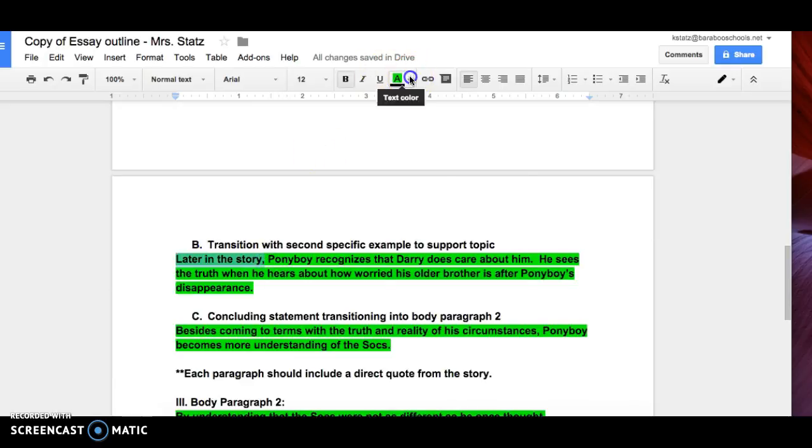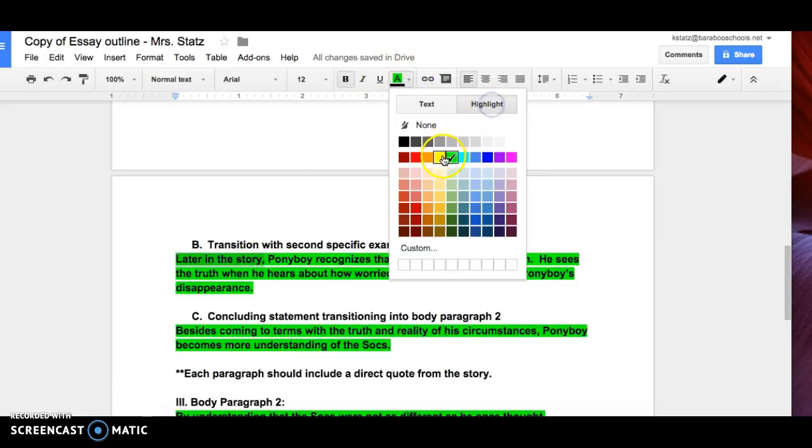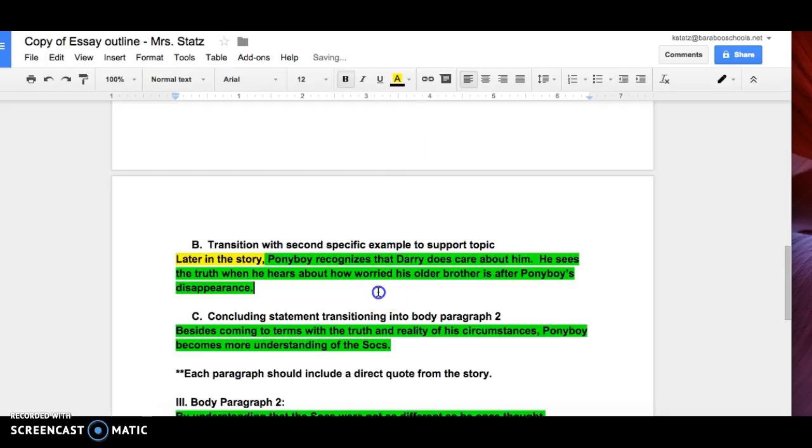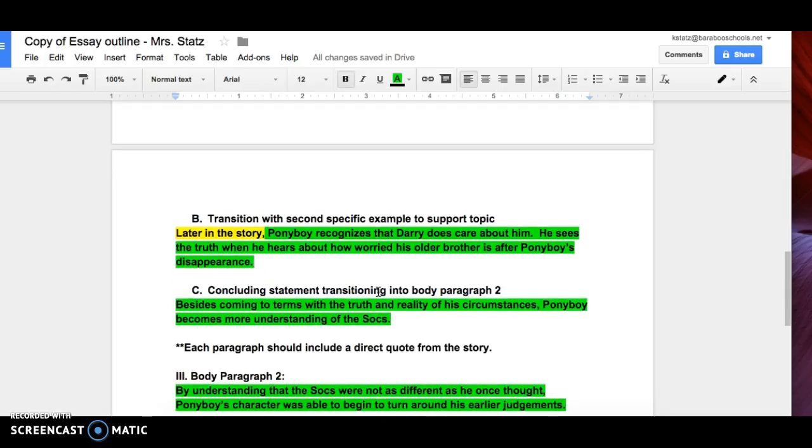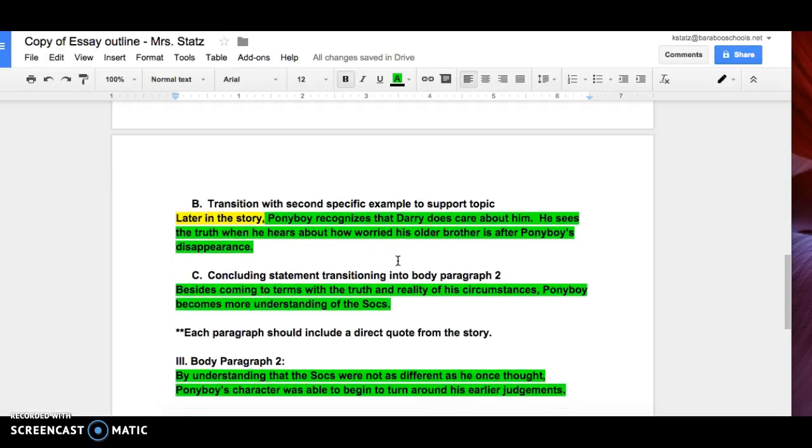Later in the story, comma, and then there's some more information about Ponyboy. And so you're going to keep talking about either your character from one book, or you would talk about how that character trait relates to your thesis statement. And then you just have a conclusion statement.